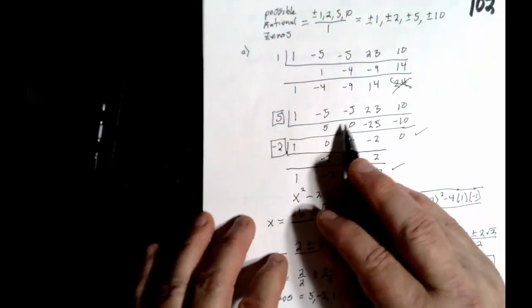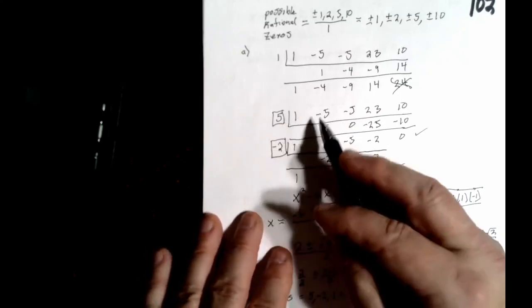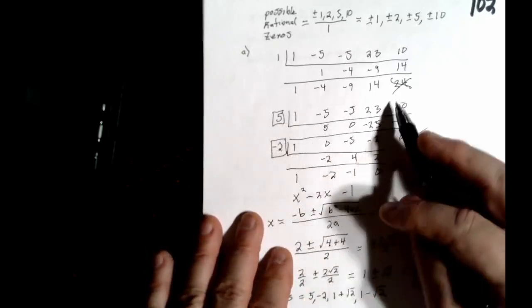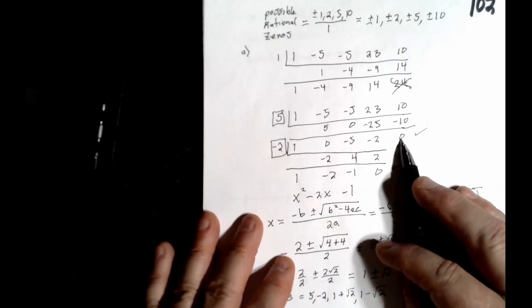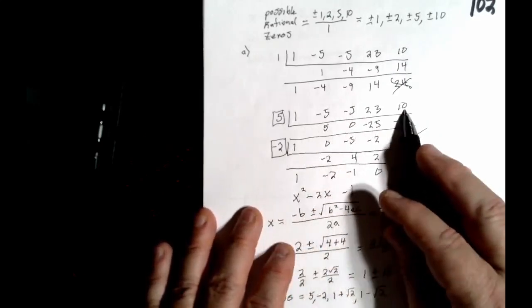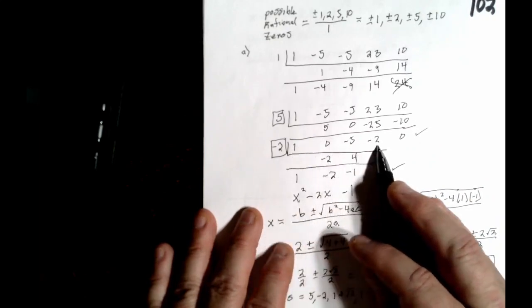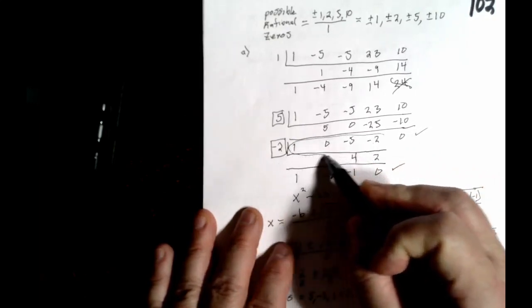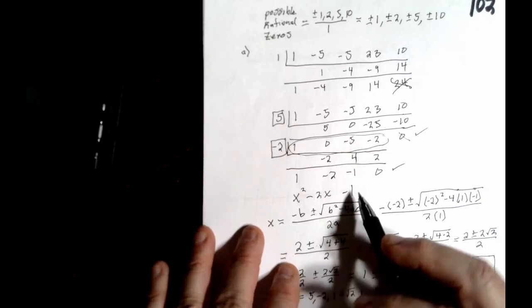So we try 5. Okay, so plug a 1 in there. Bring everything down and multiply and add, and you get a remainder of 0. So we know it worked. Now notice I don't go back and use these original numbers. I use the new numbers that I have here, ignoring my remainder.